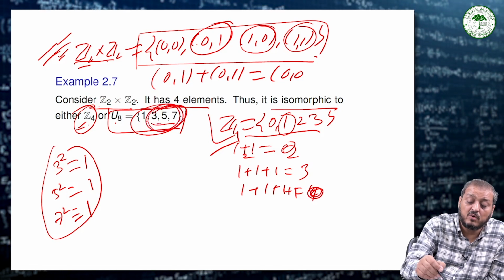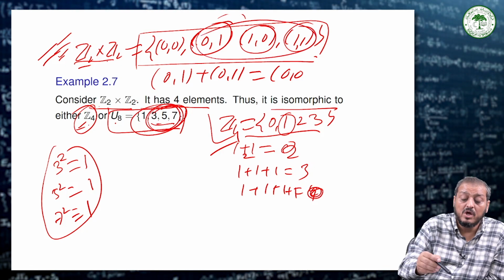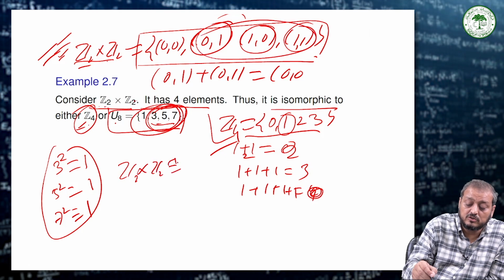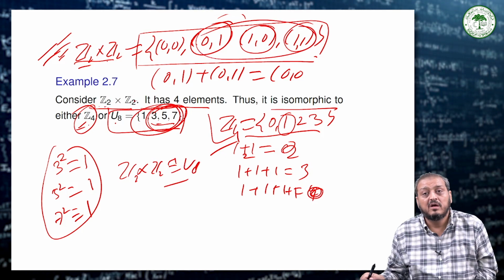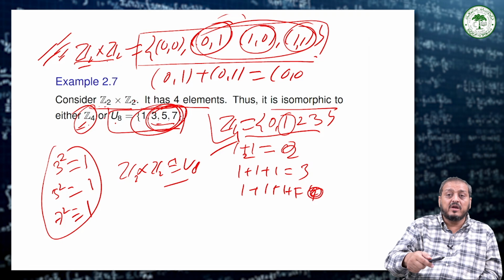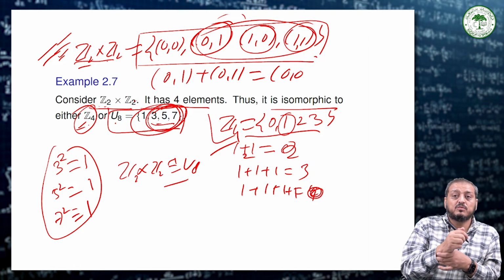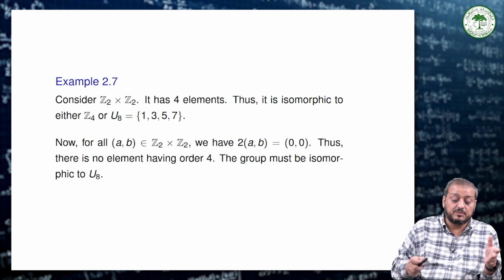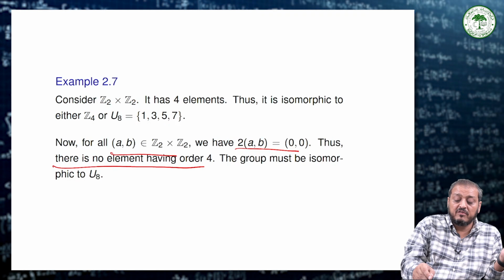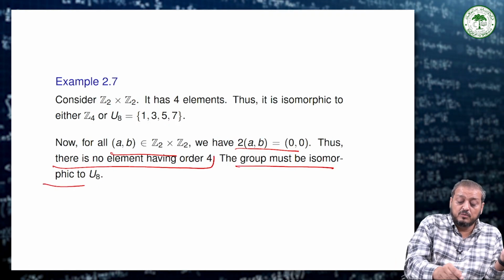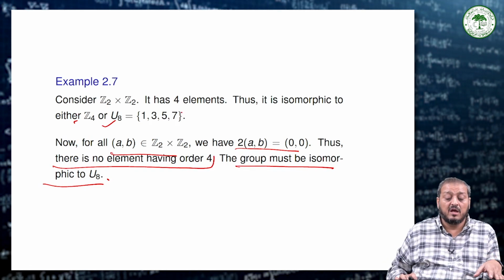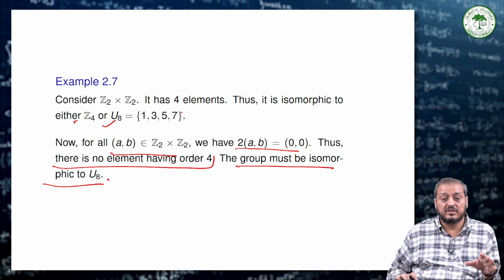Here the elements are of order 2, and here also the elements are of order 2. So this means Z2 cross Z2 is isomorphic to U8, not Z4. So between these two we have to find which one Z2 cross Z2 is isomorphic to. If we take any element of this, we have 2b equal to 0, there is no element of order 4, so the group must be isomorphic to U8, not Z4, because in this set every element is of order 2. So this satisfies this condition.